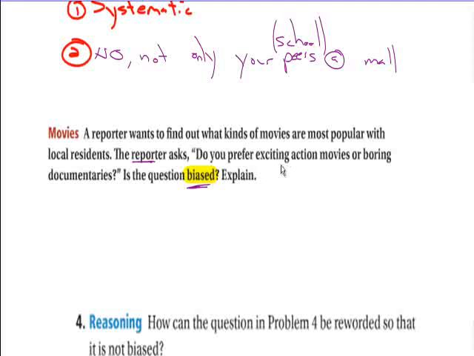Do you prefer exciting action movies or boring documentaries? So when he throws these extra words in here, exciting and boring, those are his opinion. Okay, so is the question asked biased? We're going to say yes to that, and my explanation is just highlighting these key words.